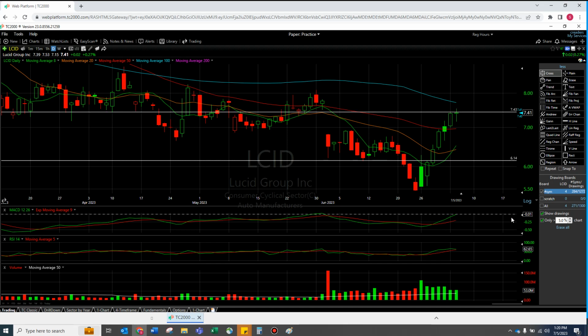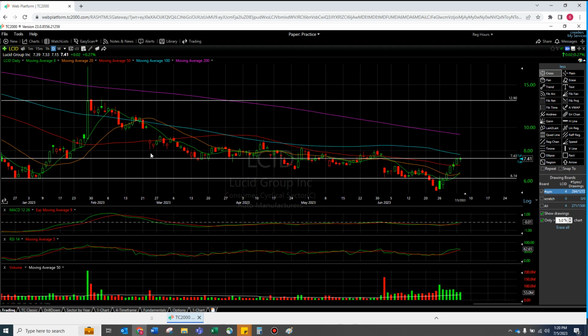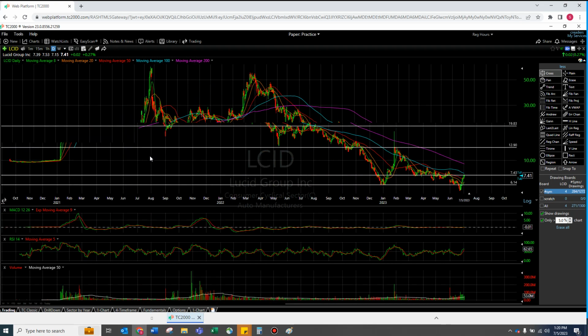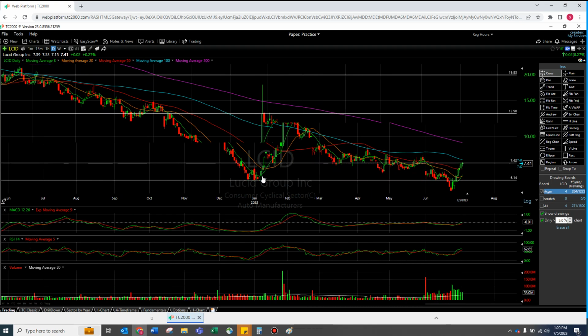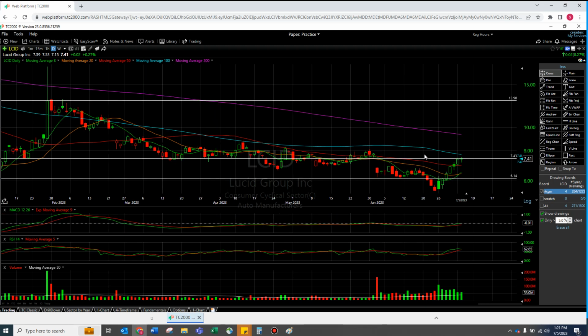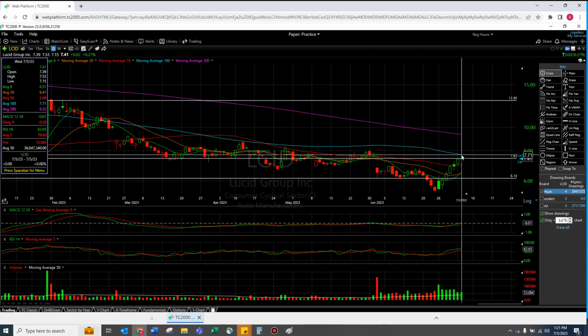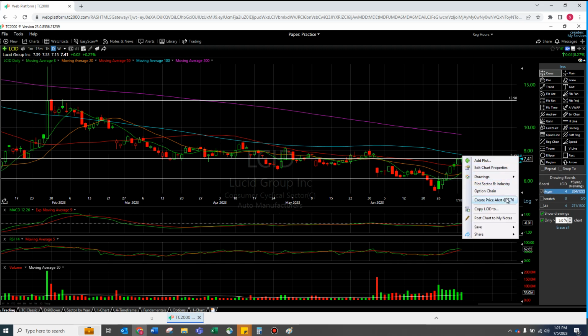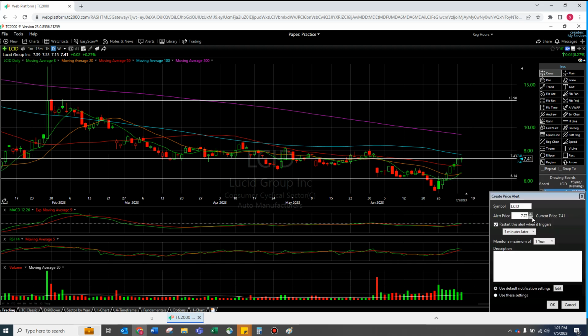MACD is looking nice, actually right on the border of that positive line. Interesting to see the RSI kind of stutter right here. I guess this was an important line right here. Does it go back anywhere? No, not really. Interesting. Okay. Interesting. All right. For me, I think I would set my alert just over that, and I will. 772 looks like a good alert for me on Lucid.